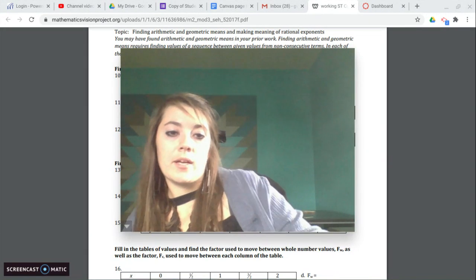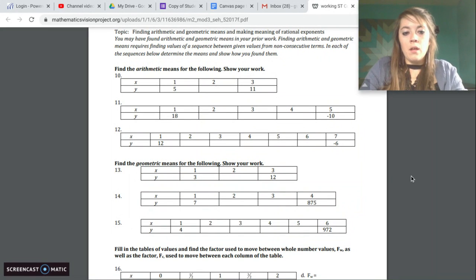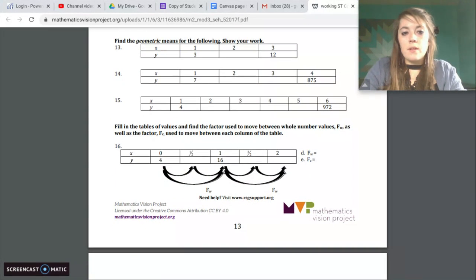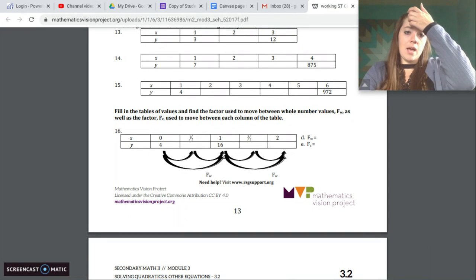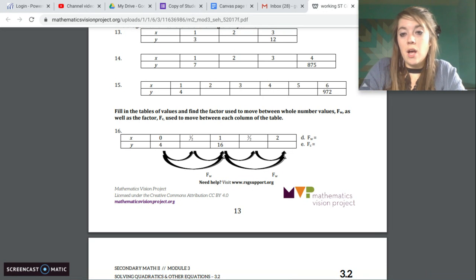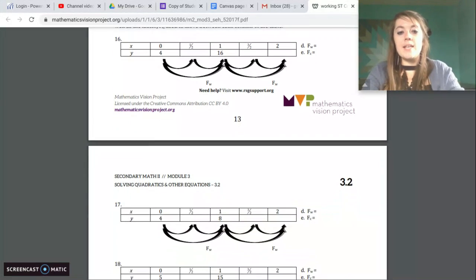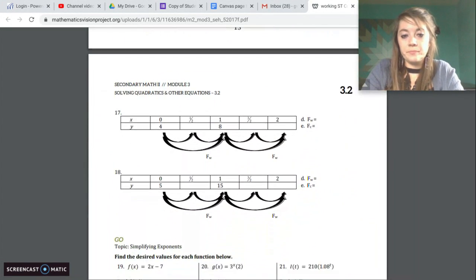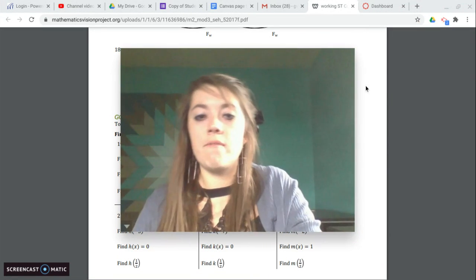All right. The next thing we're looking at, let me shrink this back down. So fill in the tables of values and find the factor used to move between whole number values f of w as well as the factor f of c used to move between each column of the table. So we are going to look at number 18 together. Yes, all the way down there. So we're looking at 18 together, and I do have this drawn out on my board.